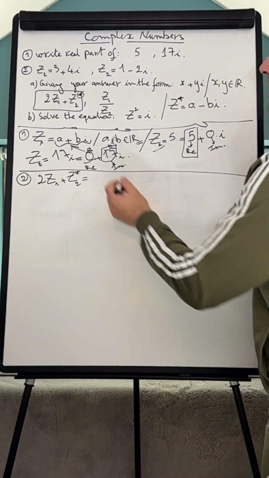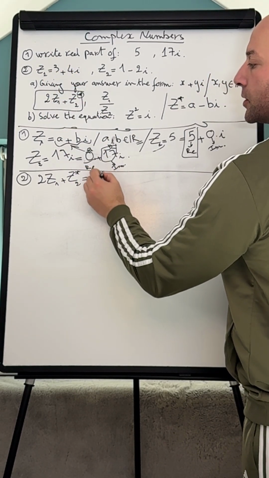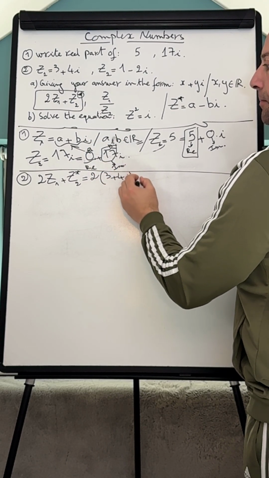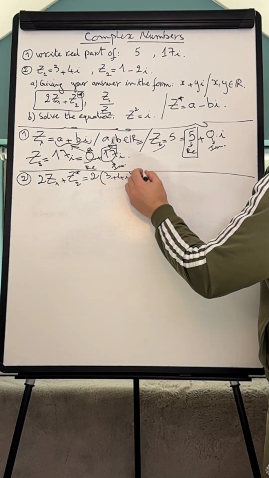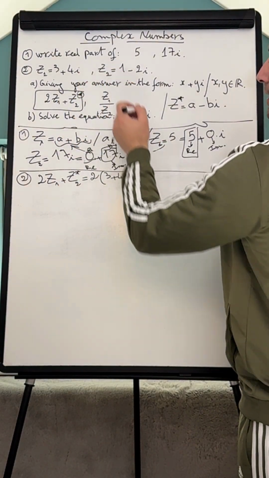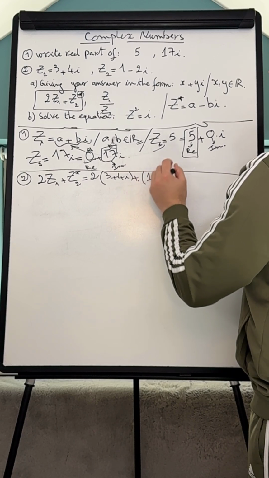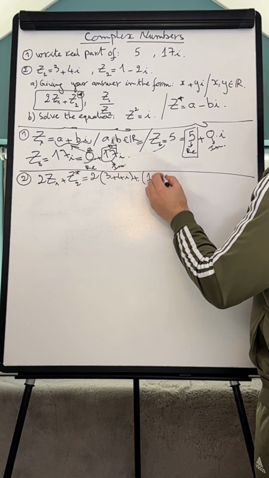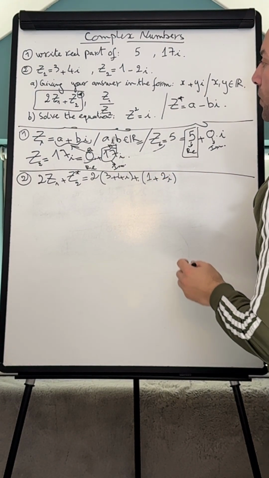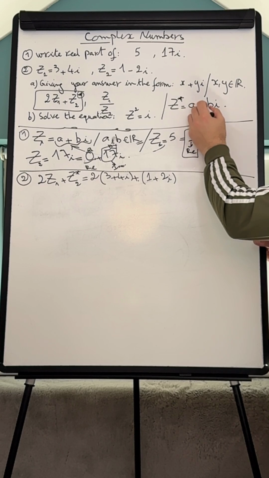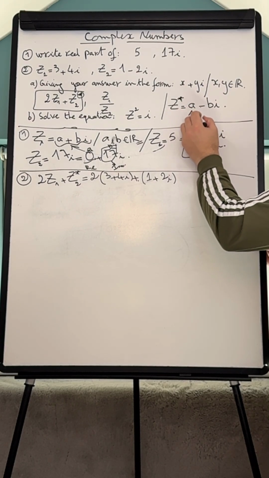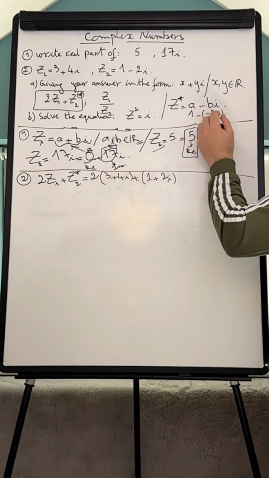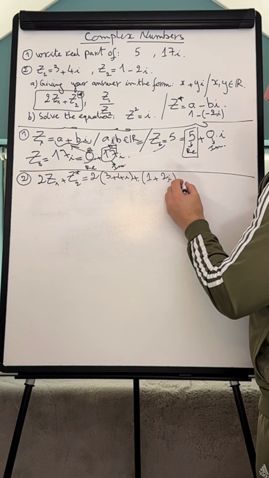equals, alright, z1 we've got as simple as this: 2 times 3 plus 4i, plus z2 star, which is 1. Here we've got minus 2i, it's going to be plus 2i. Why? Because z star we call a minus bi. Basically, it's 1 minus 2i, and it becomes now 1 plus 2i. That's it, as simple as this, 1 plus 2i.